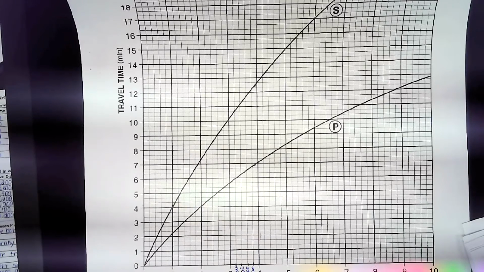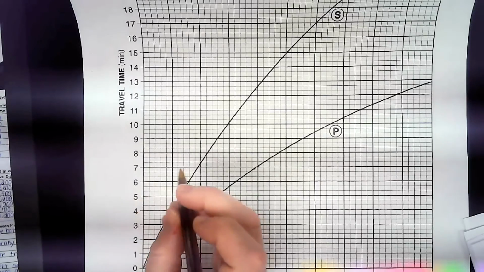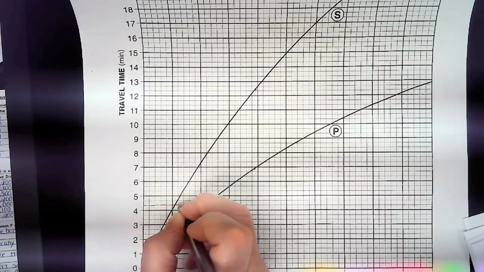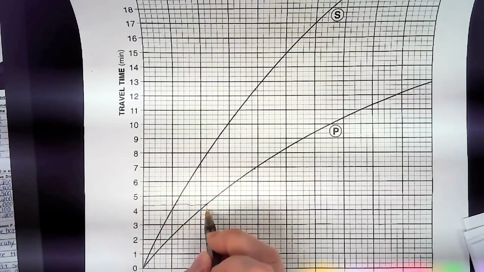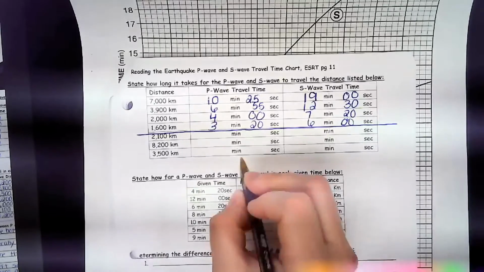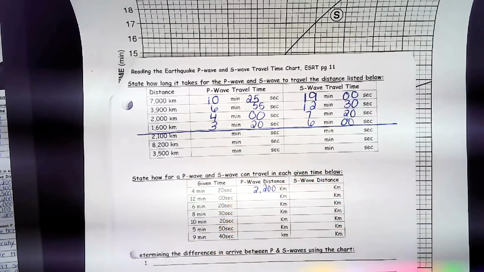So what'd you guys get for that first one? 4 minutes and 20 seconds. Going over to the P wave. Go over till you hit the line. We're one line past 2,000. So remember those go up by 200s. That's 2,200.